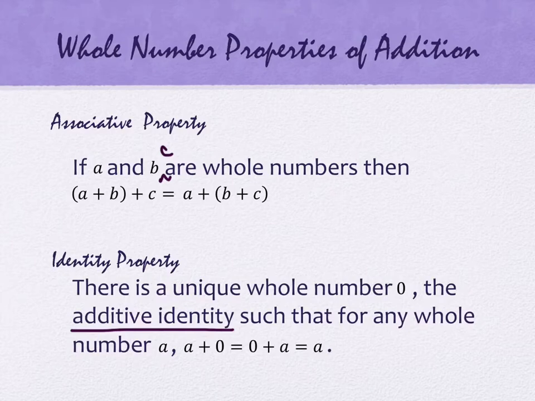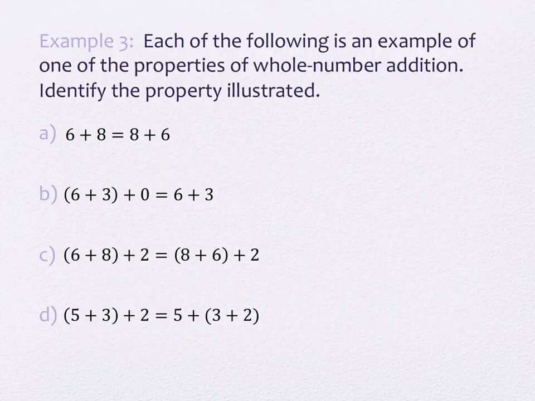So what we're going to finish up with real quick is identifying which property we have presented to us on each of these 4 problems. And then we're going to get into groups and do group work from section 3.1. So what property do you see listed on letter A? That is the commutative property.